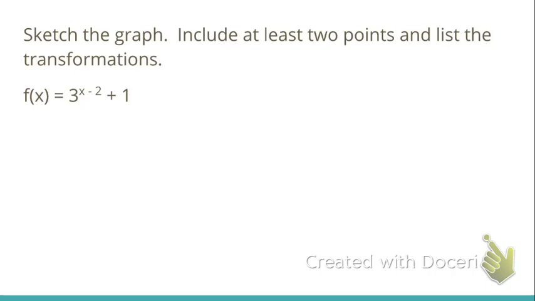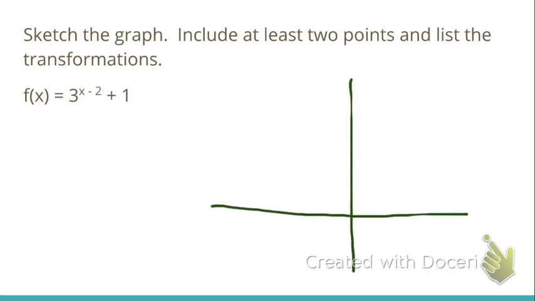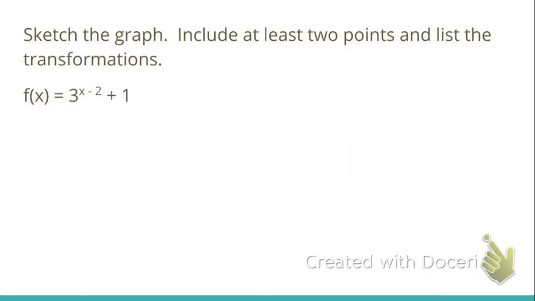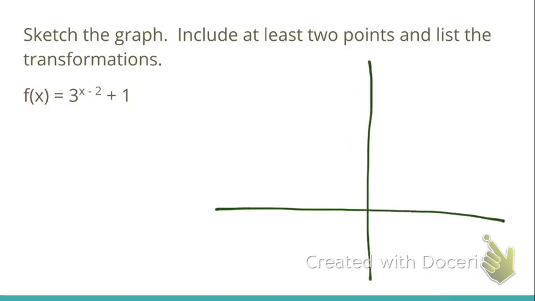So let's graph these. So first thing I'm going to do is, doesn't really matter, but let's find the asymptote. So I know it's going to be up 1 from that plus 1. So there's, oops, this is really ugly. I want to start all over. Demand perfection from my graphs. Alright, so here we have a horizontal asymptote at y equals 1.